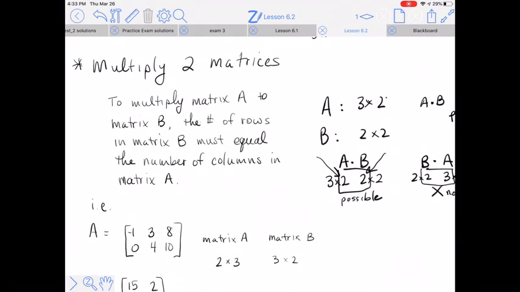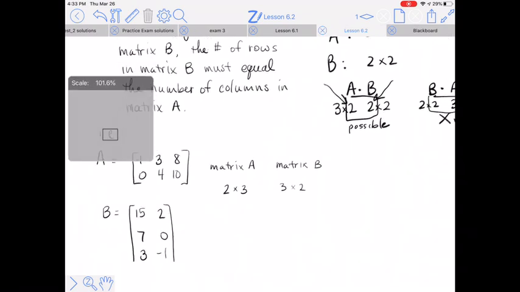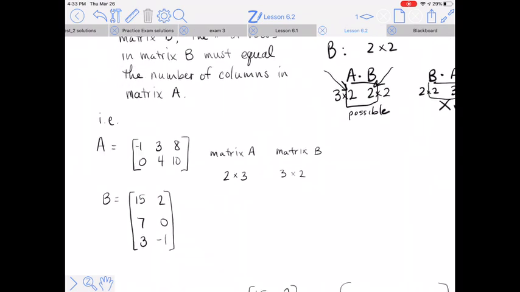Now, that's what I have written out here. Matrix A is a 2 by 3. Matrix B is a 3 by 2. So this tells us it is possible to multiply A times B. That's what these inside numbers here tell us.